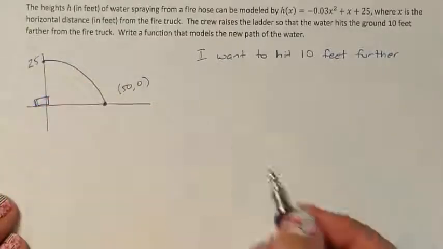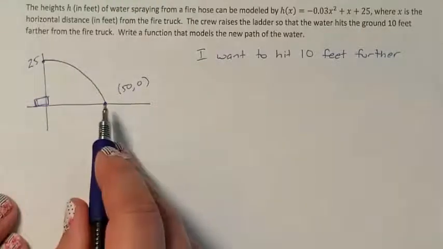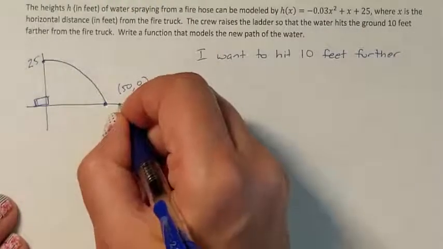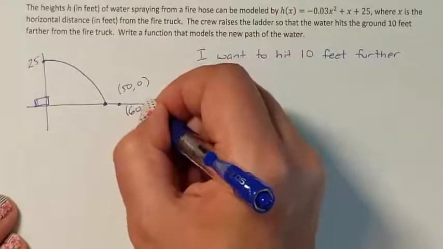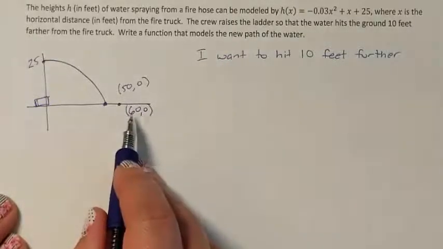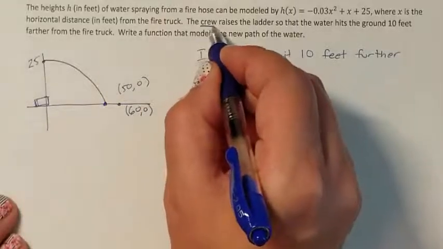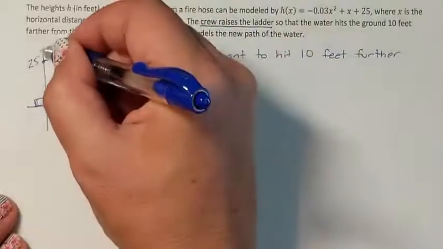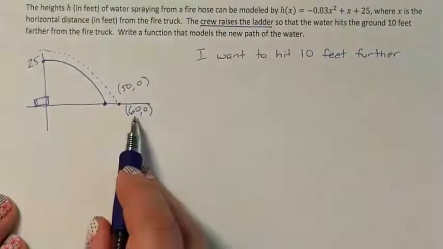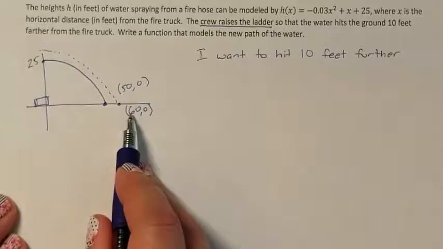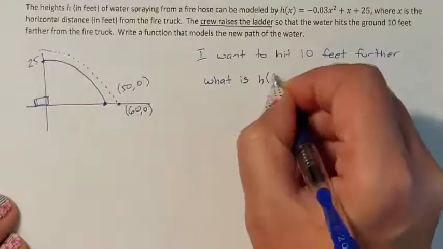Here is our little fire truck. I want to hit 10 feet further away from the truck. So I don't want to hit here, I want to hit right here, which is 10 feet further. This is the coordinate point 60, 0. The only way to hit 10 feet further is if I raise the ladder up. They said to raise the ladder. So I want to raise the ladder and come up with a new quadratic function that would allow me to hit at 60 instead. So I want to know, what is h at 60?